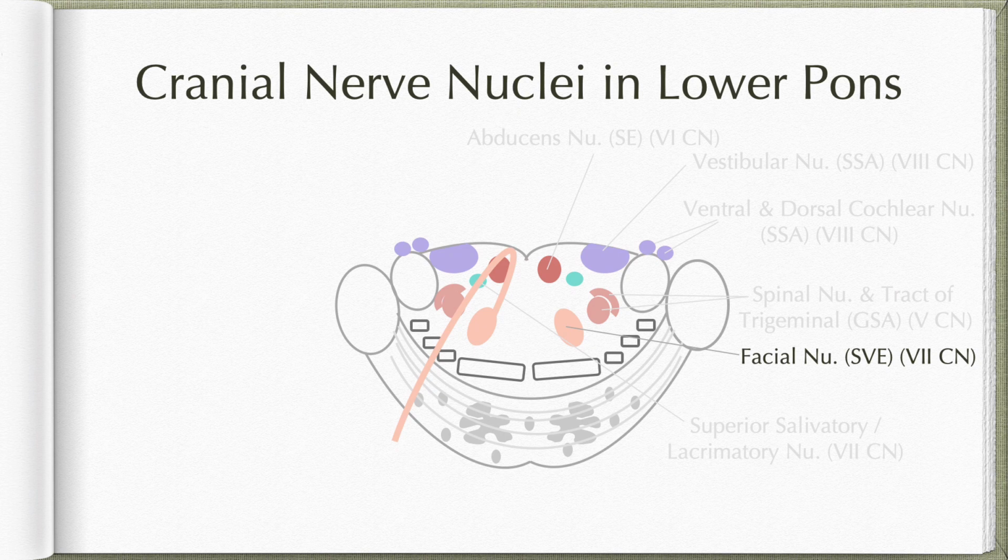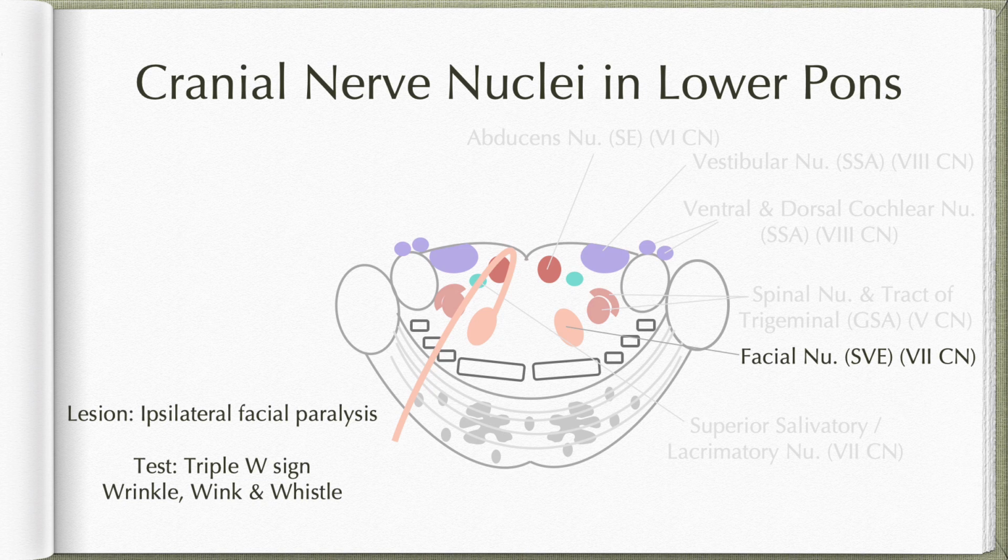Nucleus receives inputs from the cortex for voluntary movements, as well as from the solitary nucleus and spinal nucleus of trigeminal, which help in forming the local reflex loops. In case of lesion to the nucleus, it results in paralysis of the muscles of facial expression on the ipsilateral side. This can be again tested by a simple bedside test. Ask the patient to wrinkle his forehead, wink and whistle, typically known as eliciting triple W sign. So failure to wrinkle his forehead or to wink or to whistle should alert the physician to the possibility of facial paralysis.